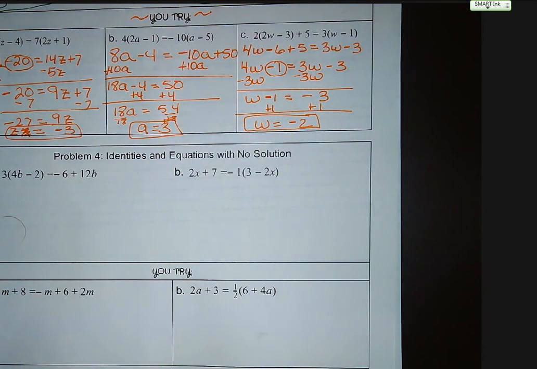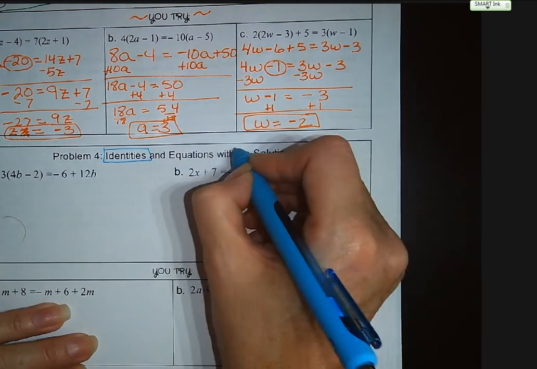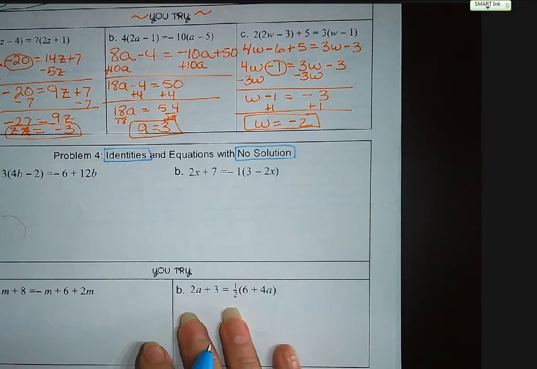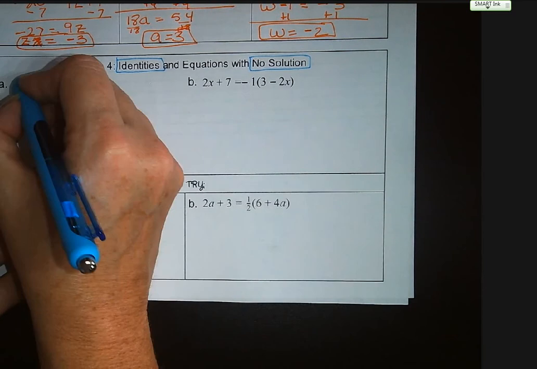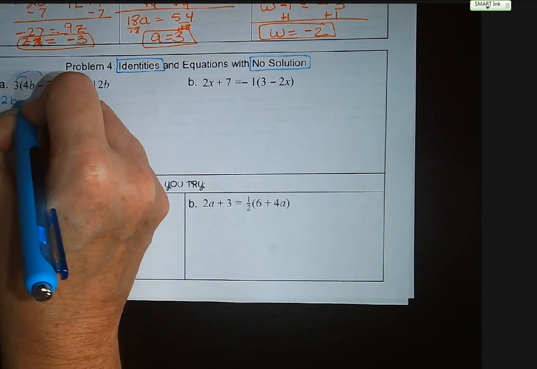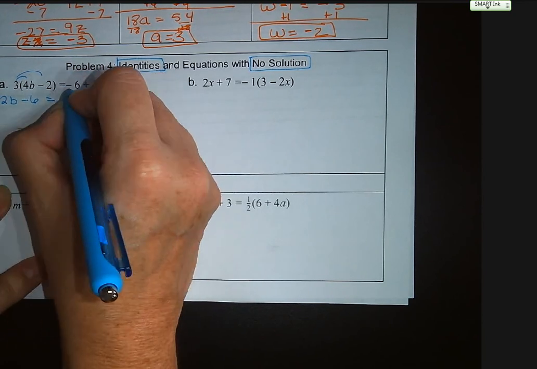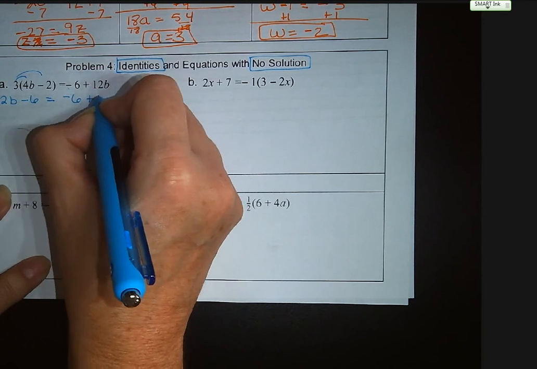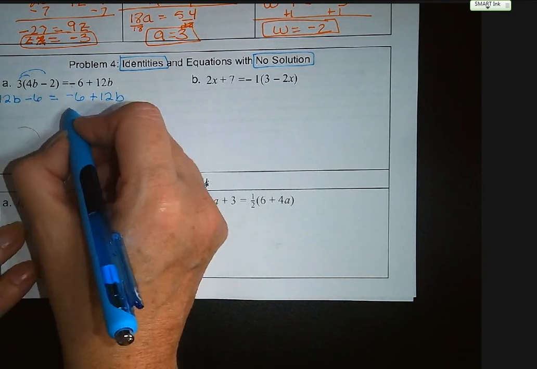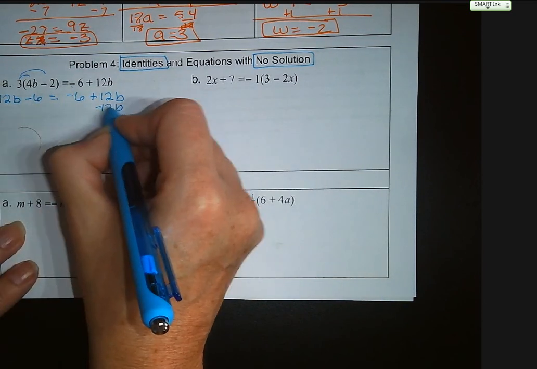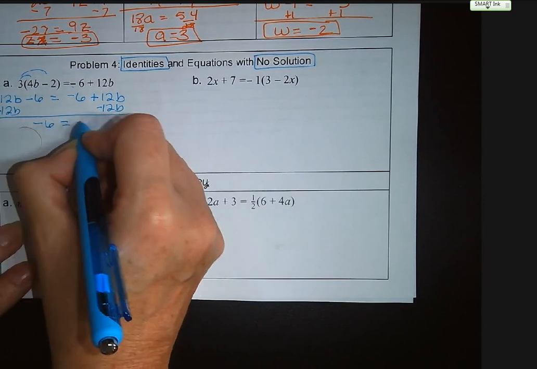All right. Last section of our notes is one that kind of trips you guys up, so you really need to pay attention to what we're saying here and what we're doing. So, identities and equations with no solution. First of all, let's distribute. We get 12b minus 6 is equal to 6 plus negative 6 plus 12b. So we can go ahead and subtract our b's. We subtract 12b from both sides, and we get negative 6 is equal to negative 6.